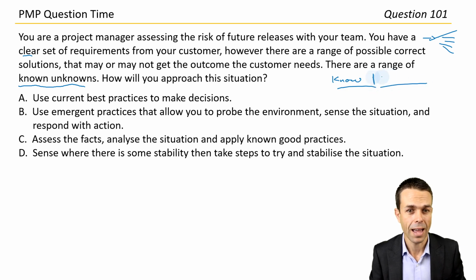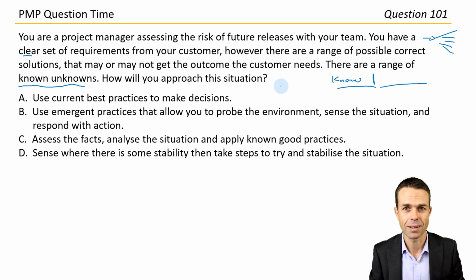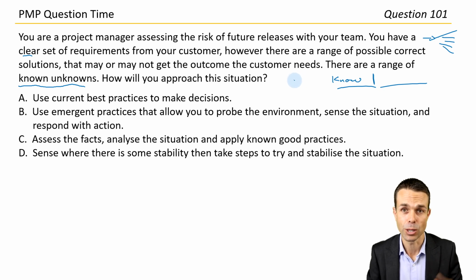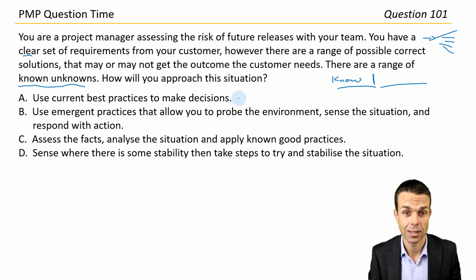So how are we going to approach this situation? I have a feeling this is about one of the models in the PMBOK guide, as well as complexity models. There's a lot on complexity and ambiguity. So let's see what we've got. Use current best practices to make decisions. That sounds all right. Sure, couldn't really go wrong there, could we? Let's put a maybe for now.